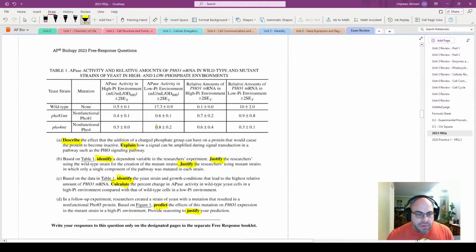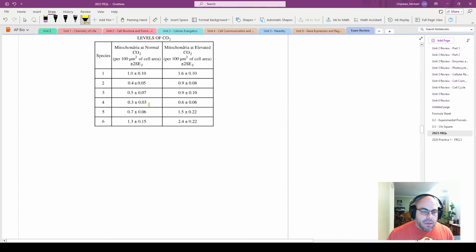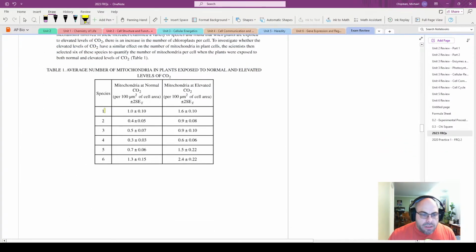And the independent variable is what are those measurements based off of? Well, in this particular case, they're based off of the type of mutation. Is it wild type? Is it this or is it that, right? And so this would be the independent variable. Here, independent variable would be the species, right? It's based off species 1, 2, 3, 4, 5, 6, and what's being measured, the number of mitochondria in normal CO2 versus elevated CO2. And so my x-axis is always going to be my independent variable, and my y-axis is always going to be my dependent variable.